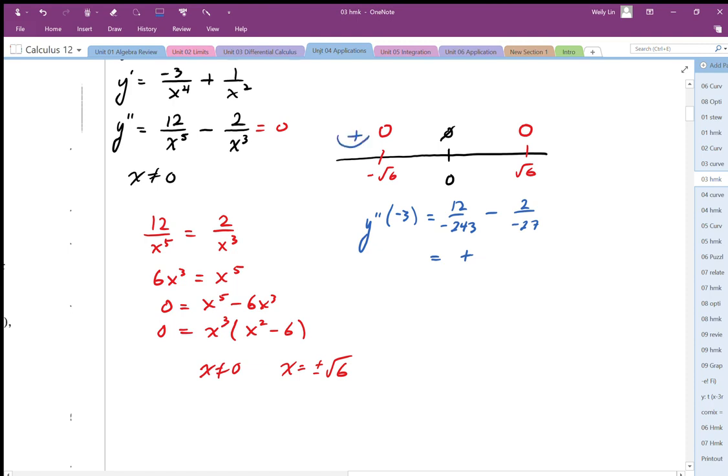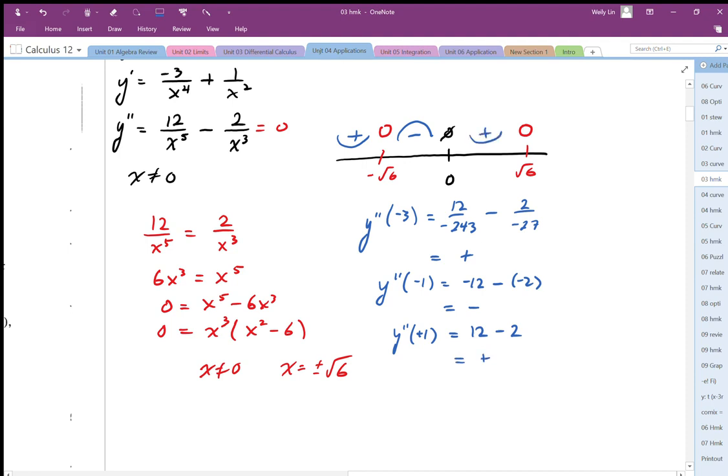And so I need to test my concavity on these other points. So at negative 1, I'm going to plug in my value at negative 1. Plugging that in, I'm going to end up with negative 12 minus negative 2. So that's negative concavity there. And then at the second derivative at positive 1, plugging that in, I end up with positive 12 minus 2. So that's going to give me again positive concavity. So I have positive concavity here.